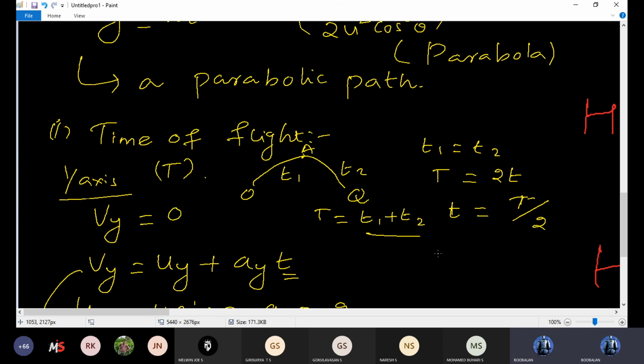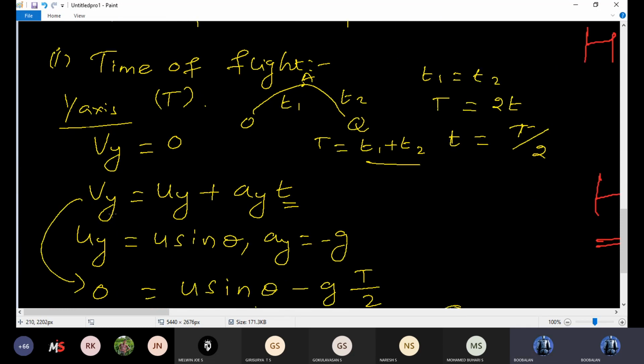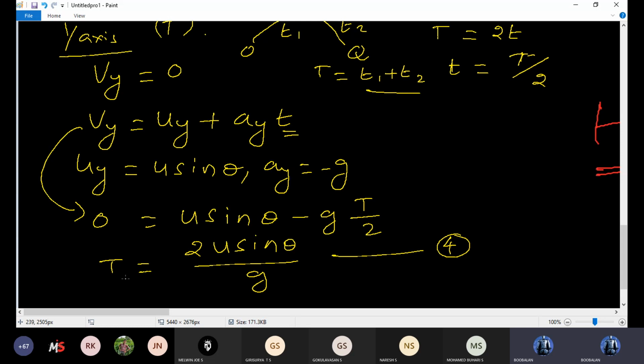Again using the first equation, v is equal to u plus at, t is in this equation. Final velocity up to this point, what is the velocity? It is 0. So final velocity is 0. Initial velocity u sin theta, ay is minus g, t value is T by 2. Then you will get time of flight, T equal to 2u sin theta divided by g. Time of flight completed.